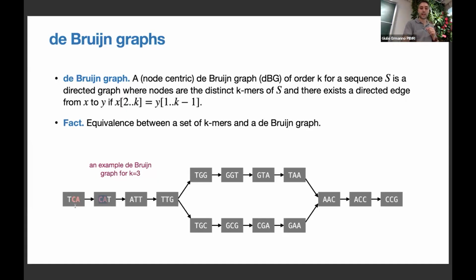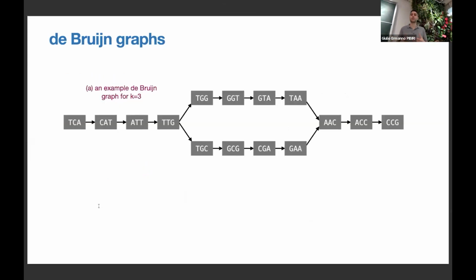So in this case, TCA has an outgoing edge into CAT because, as you can see, they share CA, these two bases. So this is an example for k equal 3. So very, very easy. So this is a de Bruijn graph. So actually, we can talk about de Bruijn graphs and k-mer sets, and those are the same. It's very easy. So let's see now what we can do to try to reduce the redundancy in this graph.